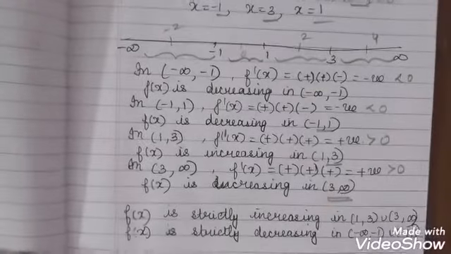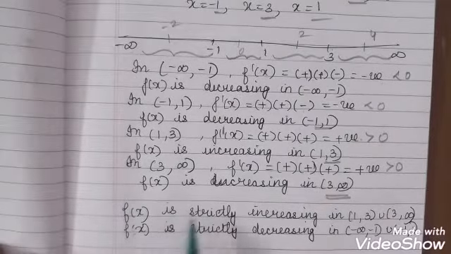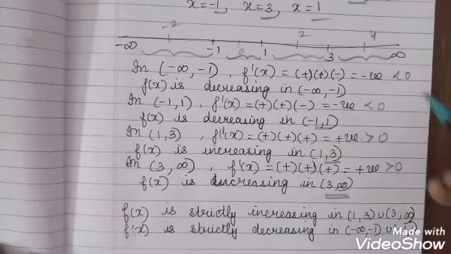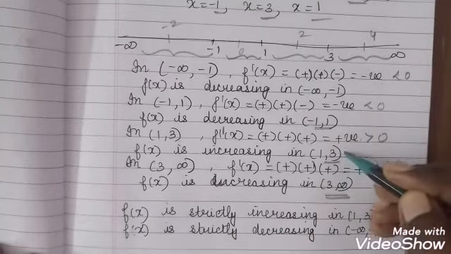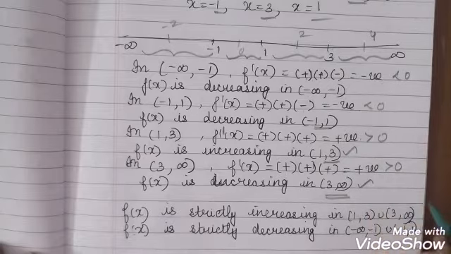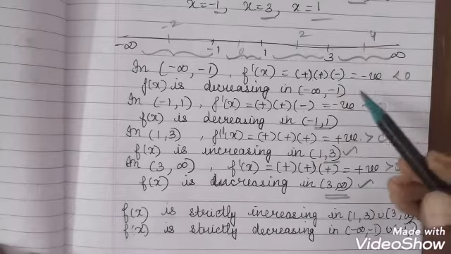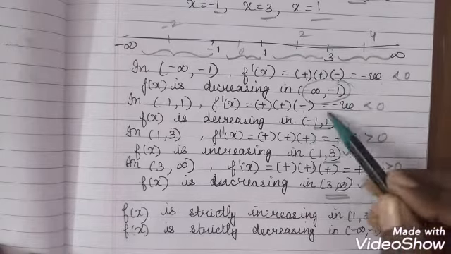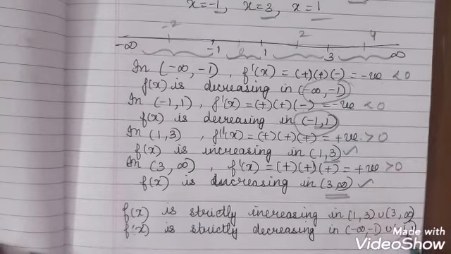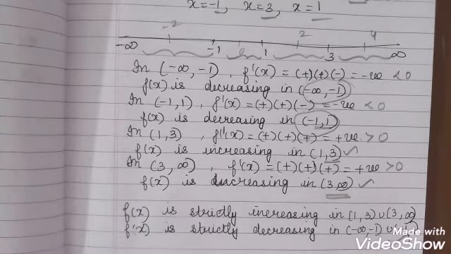So how do I write my conclusion here? f of x is strictly increasing in 1 comma 3. Okay, so here in this case actually it is increasing in 1 comma 3 union 3 comma infinity. Now f of x is strictly decreasing in minus infinity comma minus 1 union, what will I get here, minus 1 comma 1. Correct?